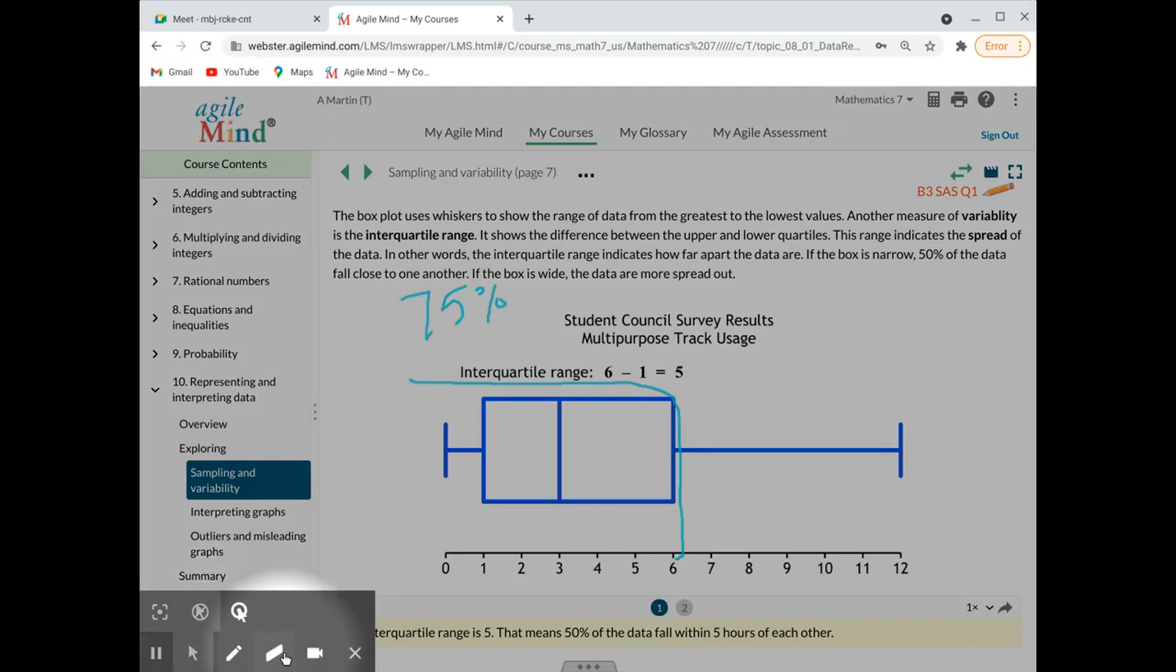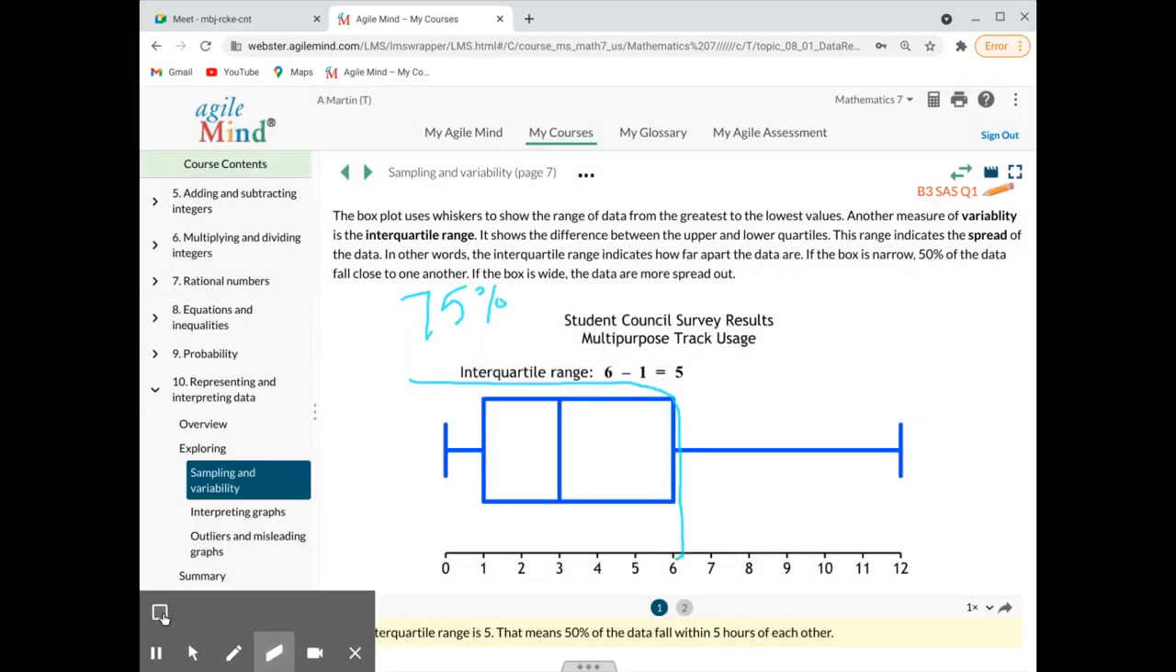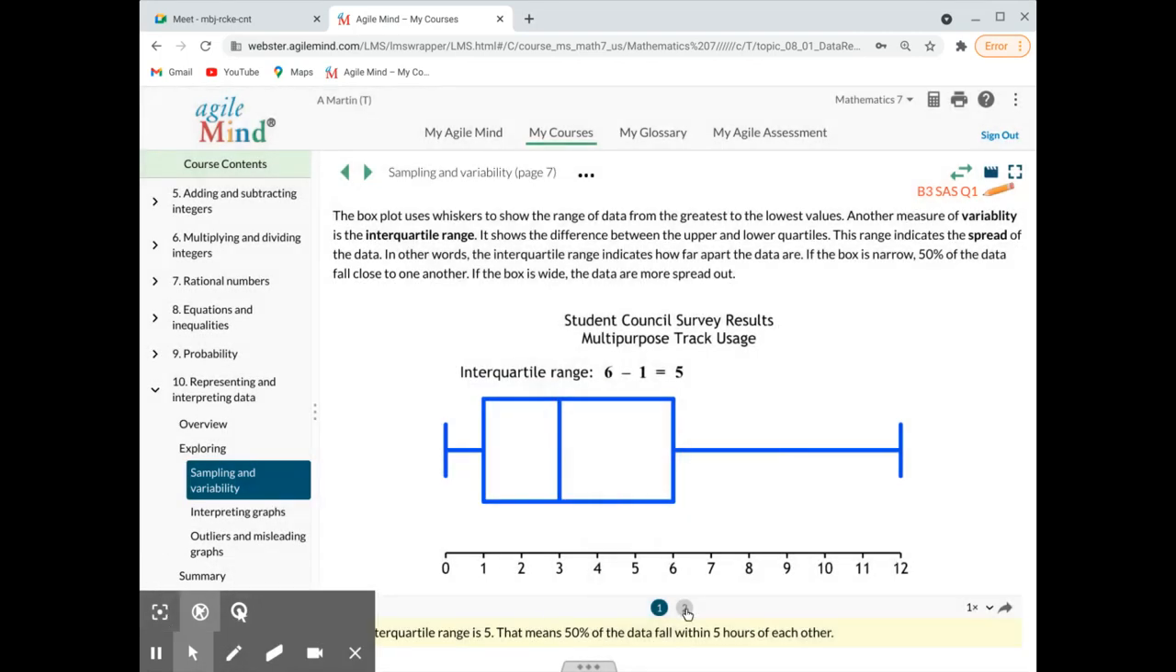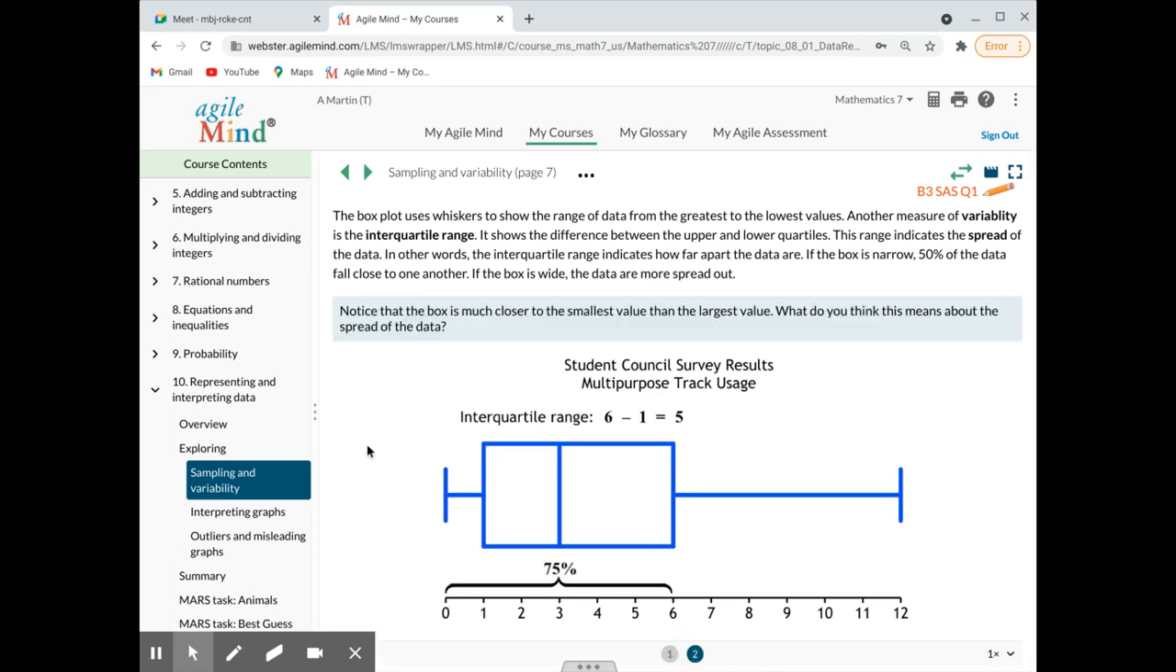It's the same size as the 25% data from the upper whisker, like the maximum whisker. Okay. Did you notice anything else? When it says notice that the box is much closer to the smallest value than the largest, what do you think that means about the spread of the data? So 75% of this data is what? At how many hours or less?